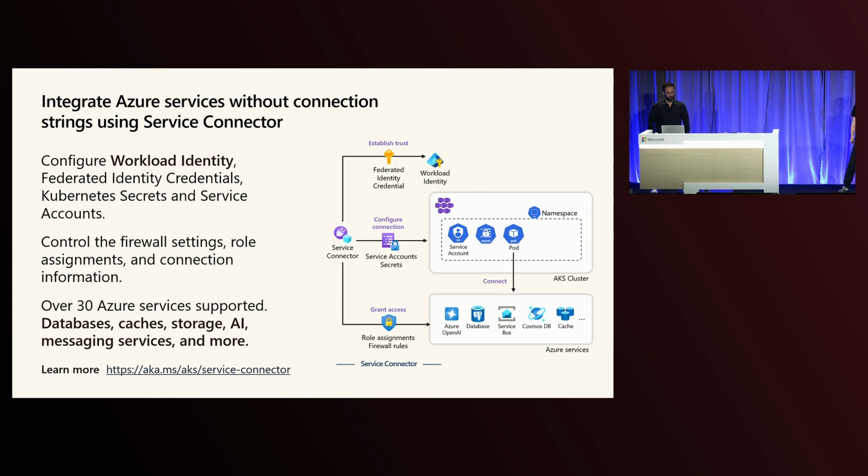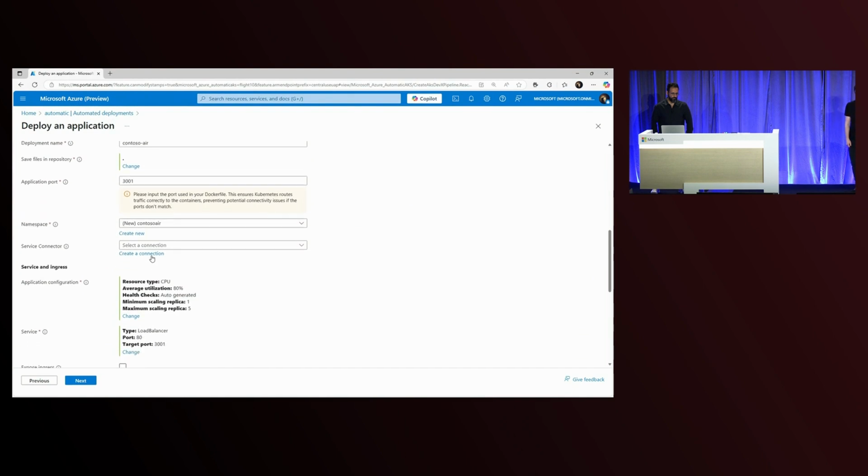So this is where automated deployments and Service Connector come in. So Service Connector helps automate the setup of things like workload identity, federated credentials, role assignments, firewall rules, and other connection configurations. It supports over 30 Azure services, including databases, caches, and more. And it makes it very easy to securely connect your AKS apps without that manual overhead. So let's go back to automated deployments and use Service Connector.